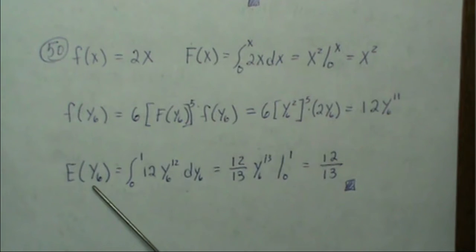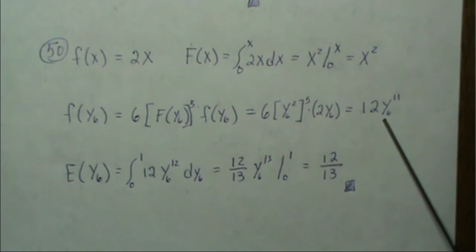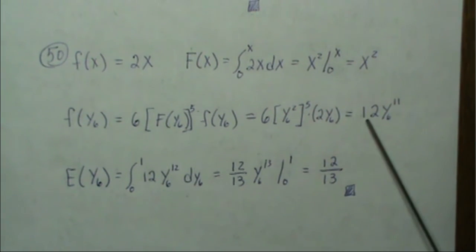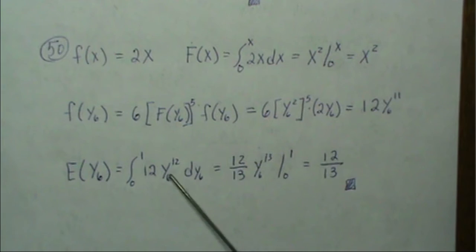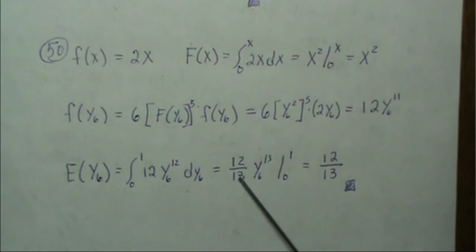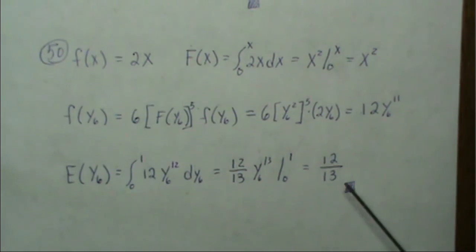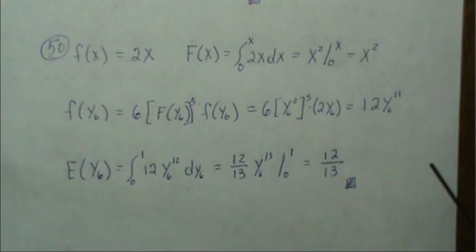So for the expected value, you stick in a y to the 6th in this density, and that's why it becomes y to the 12th. And then when you integrate that, you get 12/13 y to the 13th, and you integrate from 0 to 1, and it falls out and becomes 12/13.